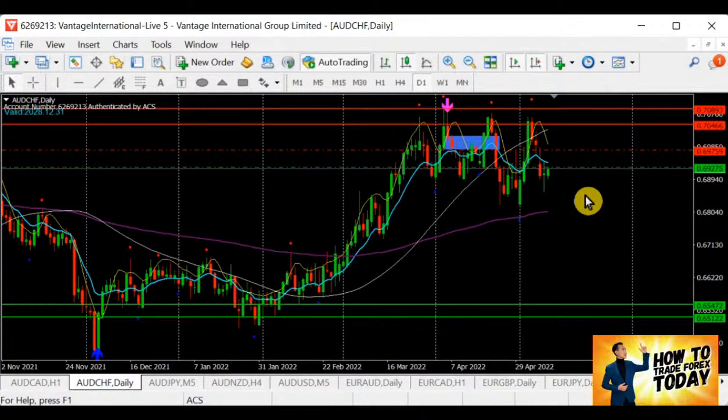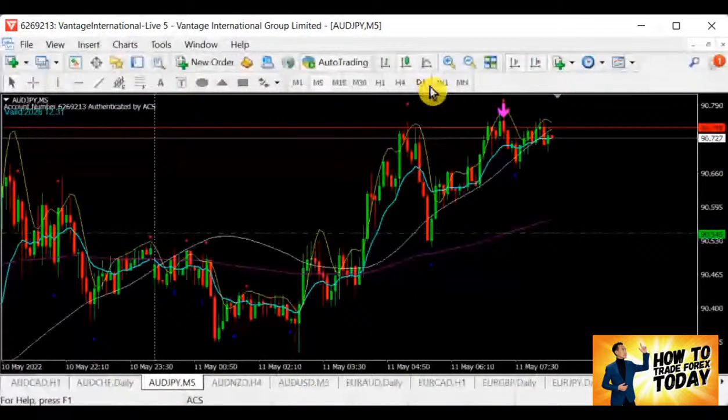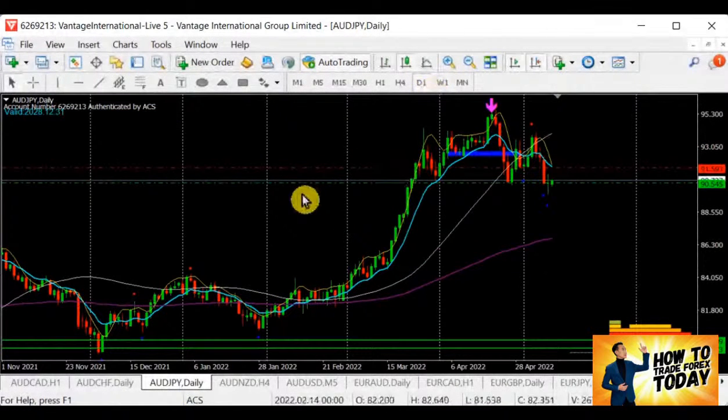Okay, I will not take any action on this Aussie Franc. So how about Aussie Yen? Aussie Yen yesterday. All right, over here, Aussie Yen, we are still testing on the support, as you can see.